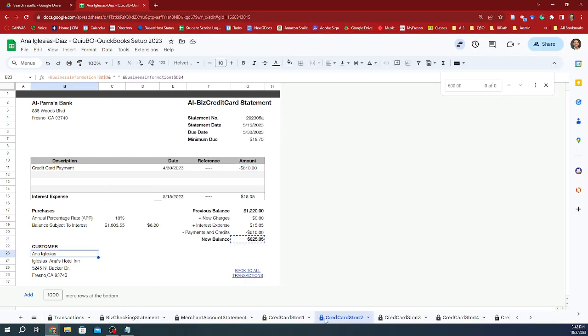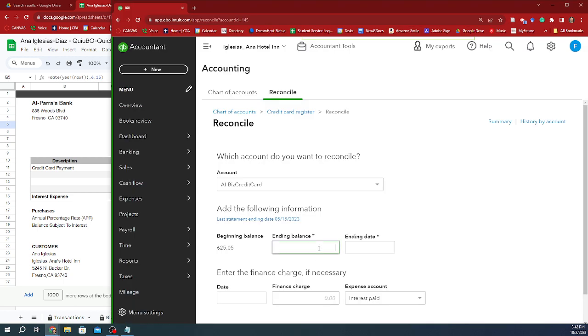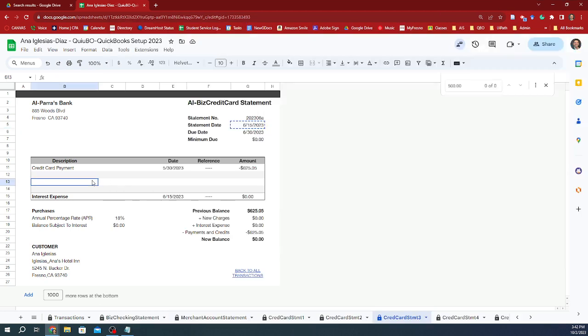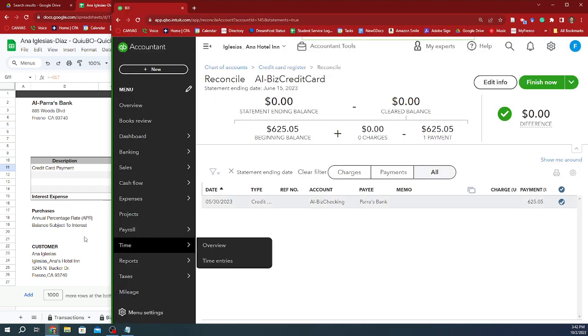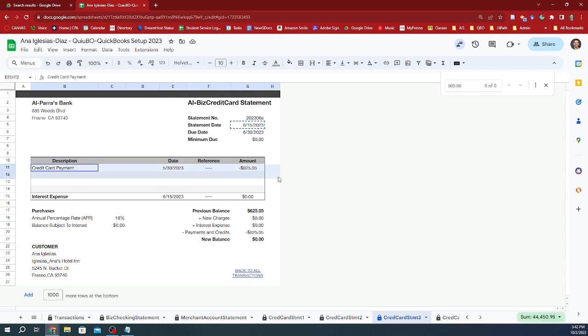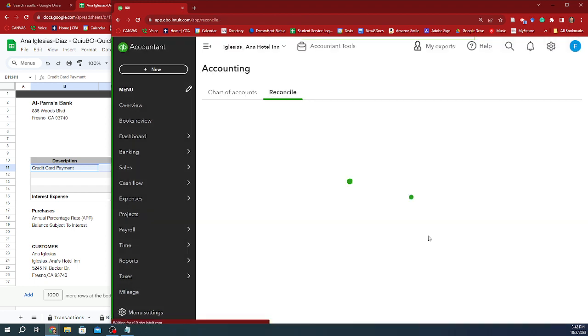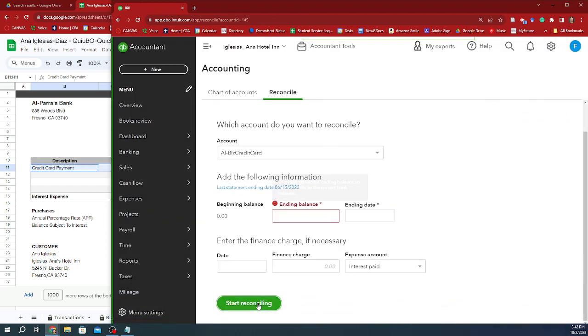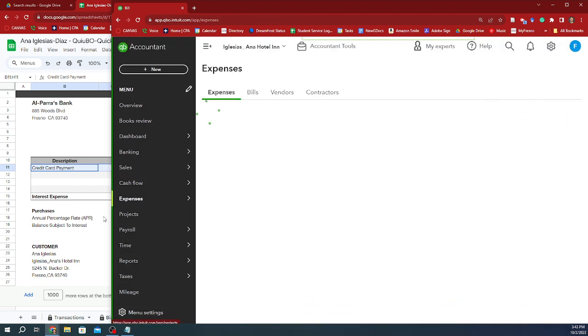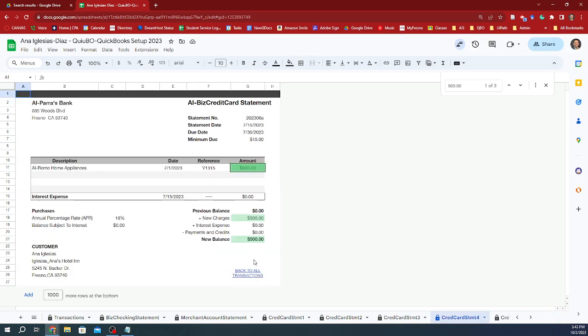So now I can go to my next statement, which ends on 6/15/2023, and my balance is 0. So then I'm gonna put 0 as my balance and my dates and start reconciling. What's my only transaction here? A credit card payment of $625.05, according to this, right? That makes sense. And so there's no interest. Yeah, I reconcile. I can go done and move on to the next statement, which is statement number 4 with a balance now of $500.